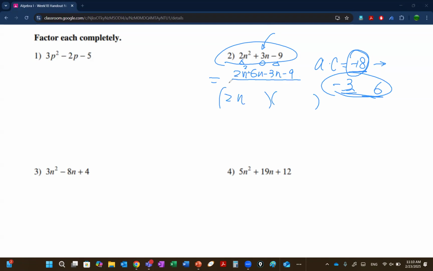Right. So we can change it to here. All right. So 2n, and so we need to find 6, right? So here is 3. And here is negative 3. So we put it right here. That's the answer.